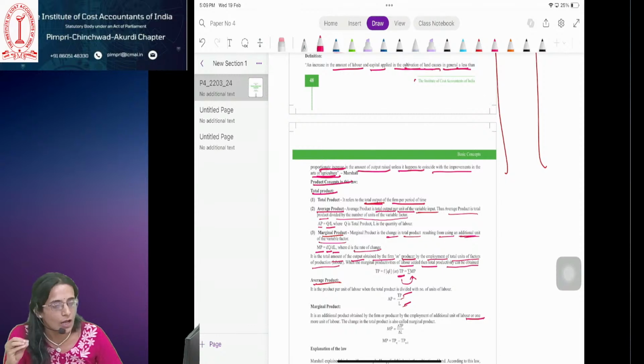Total quantity of units produced. Now what will be the average product? Total product divided by whatever the variable factor we are changing. That is the total product.